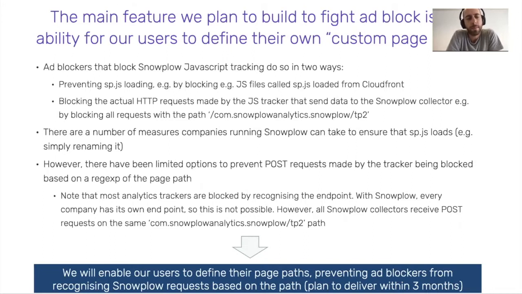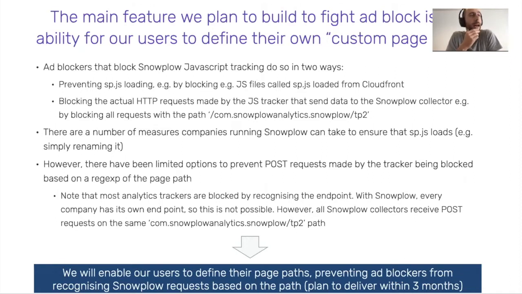However, that doesn't help with the second approach that the ad blockers take to blocking the actual requests that are made from the Snowplow JavaScript. And what's interesting about this is, for most analytics vendors, the ad blockers work by spotting the URL that the requests are going to, recognizing if a URL is an analytics provider, and then blocking the requests. With Snowplow, because every company running Snowplow has their collector on a different URL, that approach hasn't been possible.